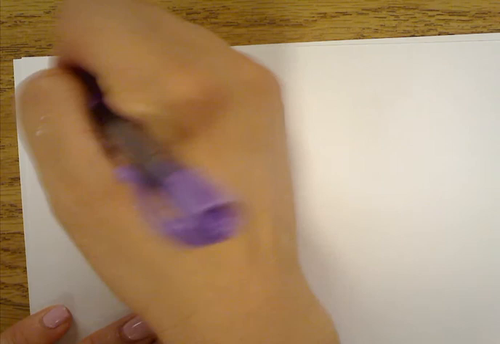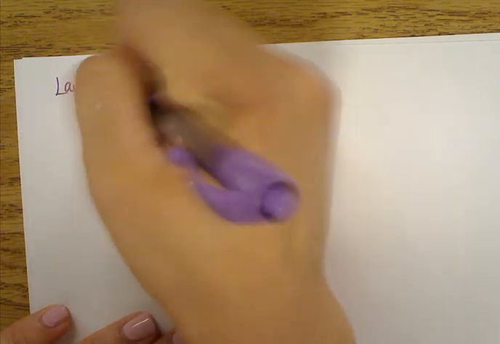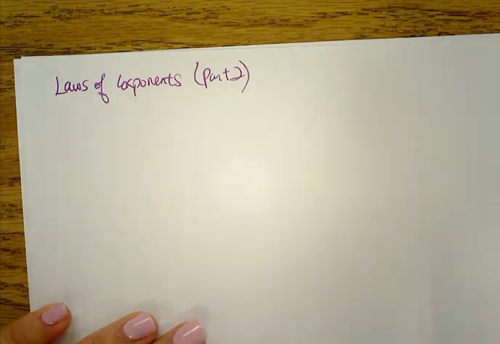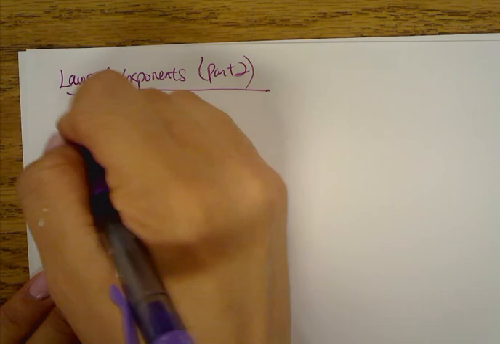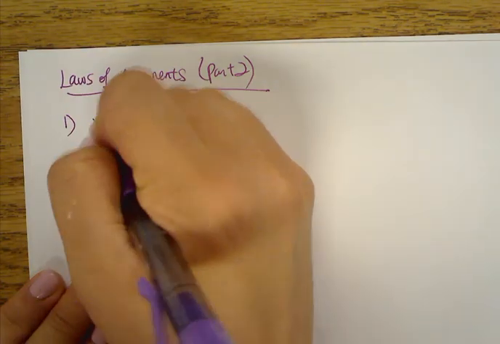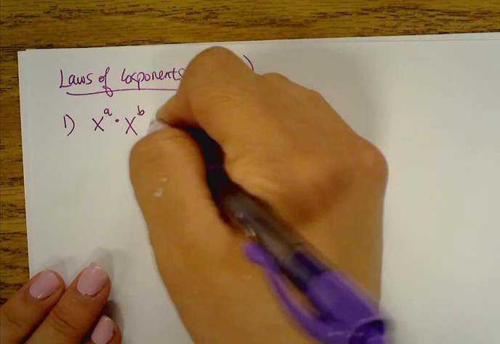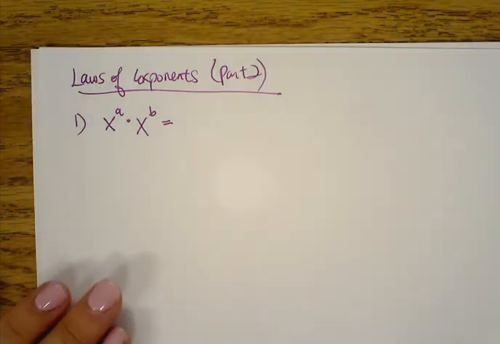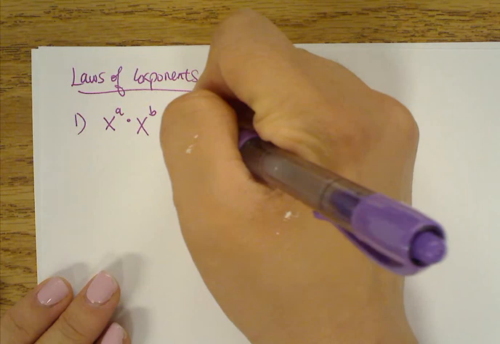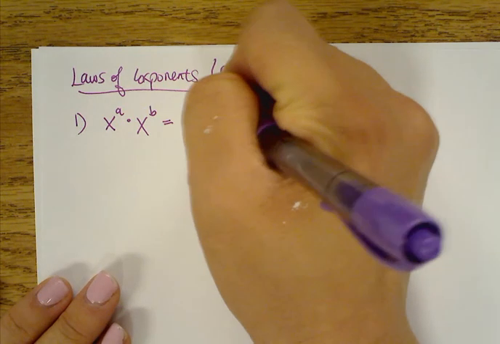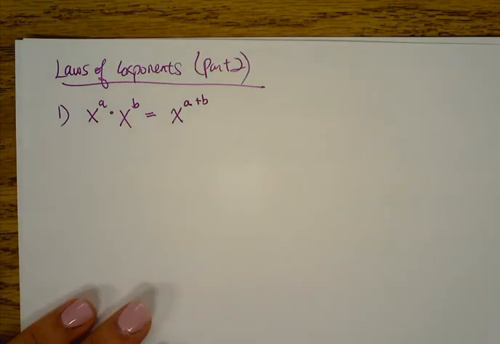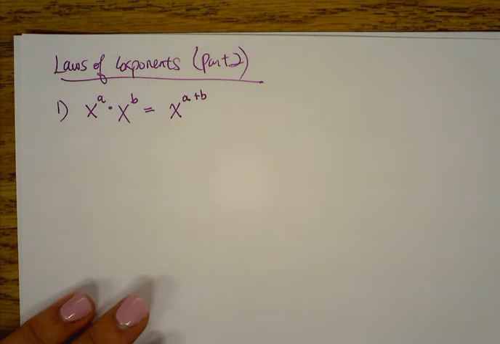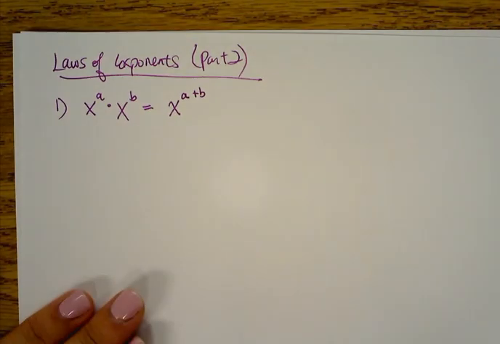Okay, so there's more laws. Laws of exponents, part 2. What is x to the a times x to the b? That is x to the a plus b. Do you guys know why? You add the exponents. Why do you add the exponents though? When you're multiplying, it's the same base.